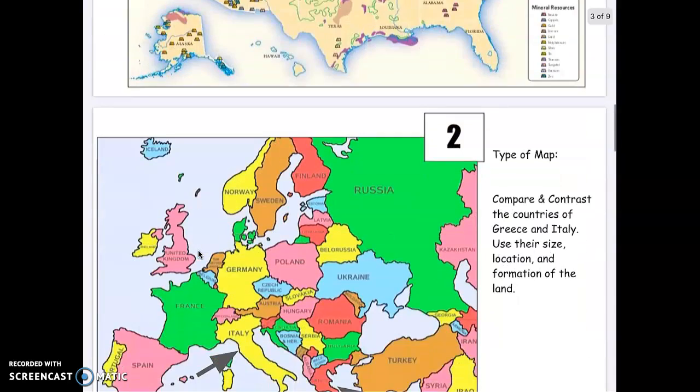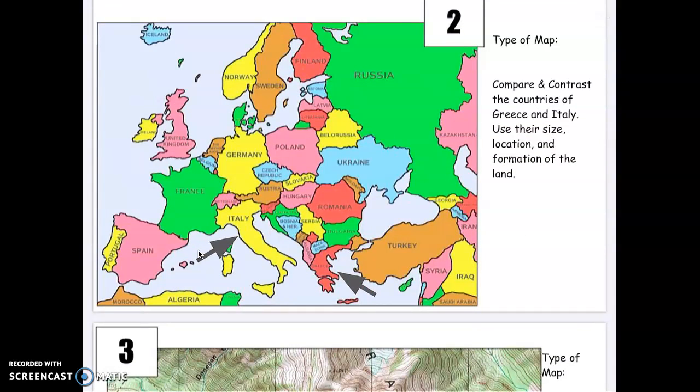So let's look at map number 2. What type of map do you think map number 2 is? Map number 2 is a political map. And then it asks you to compare and contrast the countries of Greece and Italy. So there are arrows pointing to them. Here's Italy, the yellow, and here's Greece, the red. We're going to talk about those two countries this school year. It says use size, location, and formation of the land.